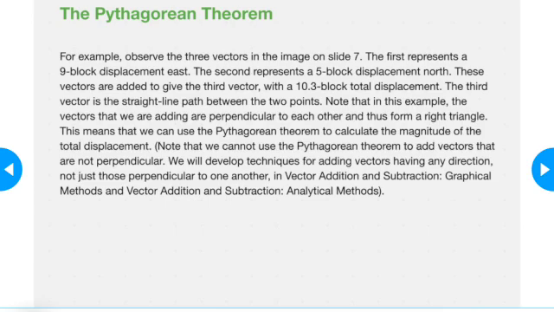So some more about Pythagorean theorem here. But really it's just talking about how to add and subtract vectors, and including other methods that we'll see here in a little bit.